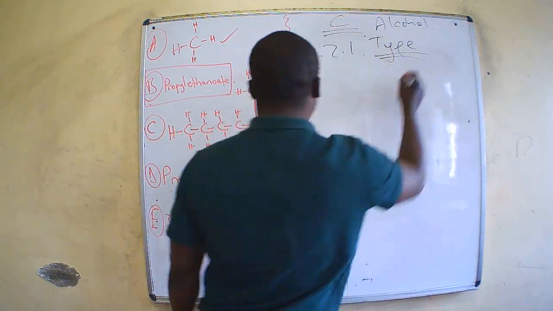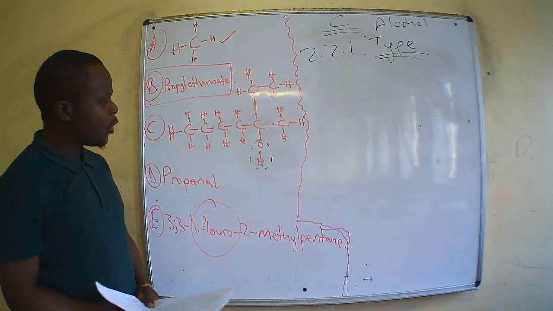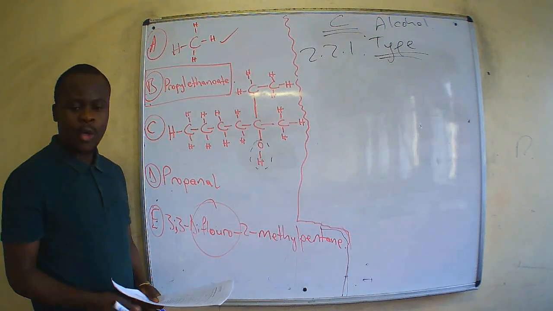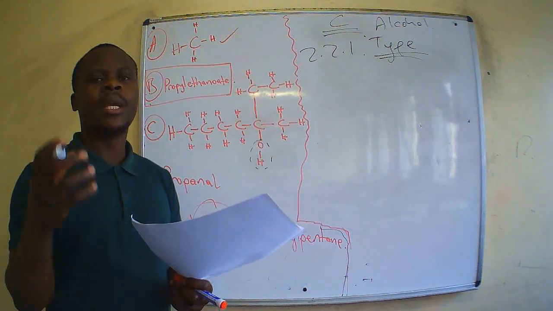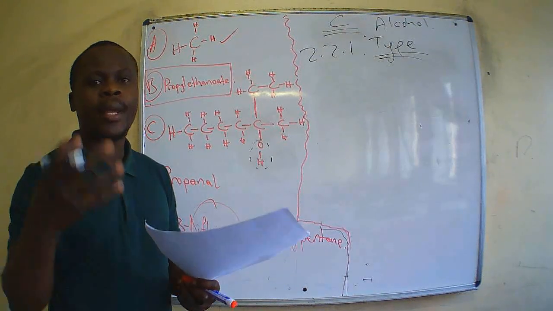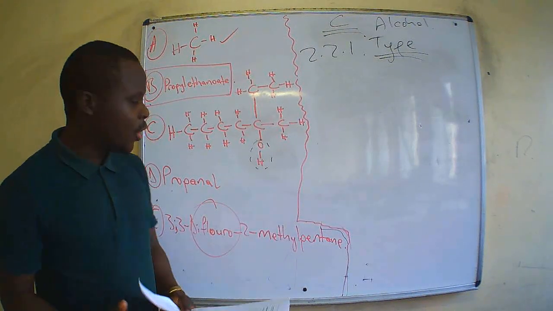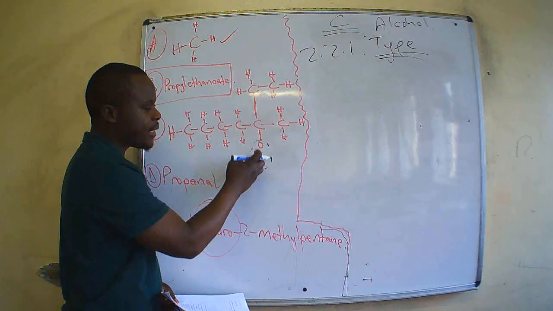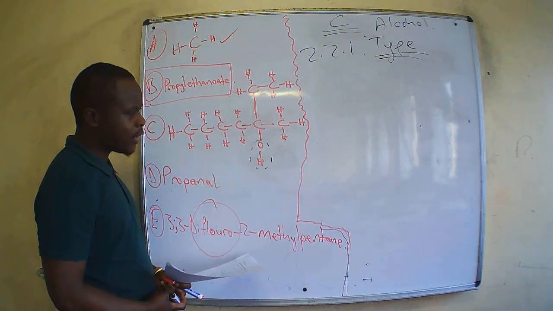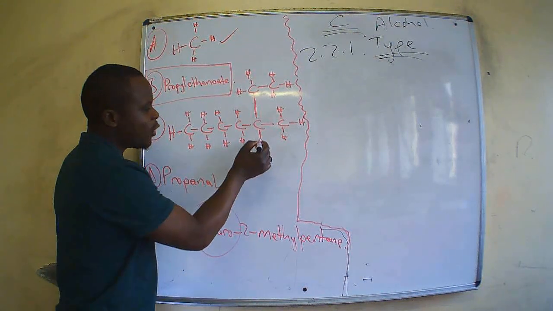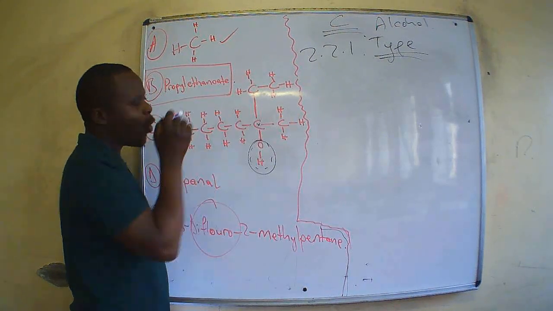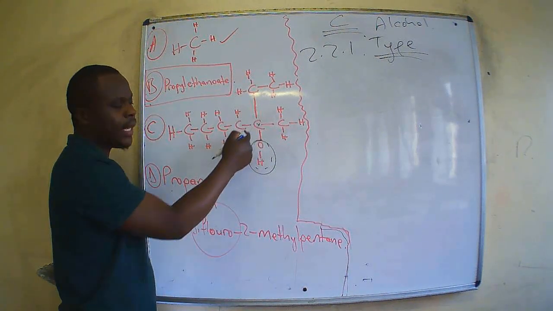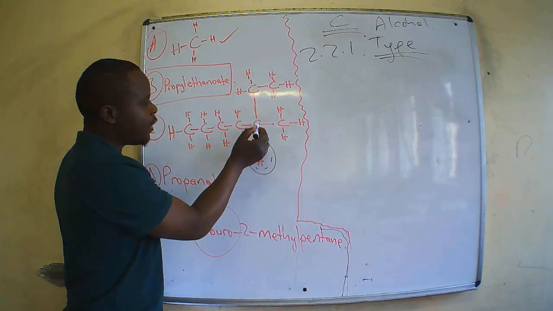What type of alcohol do we have here? If you look closely, we can only determine types of alcohols by understanding the concept of the carbon carrying the functional group. So our functional group is the hydroxyl functional group. It is carried by this carbon.